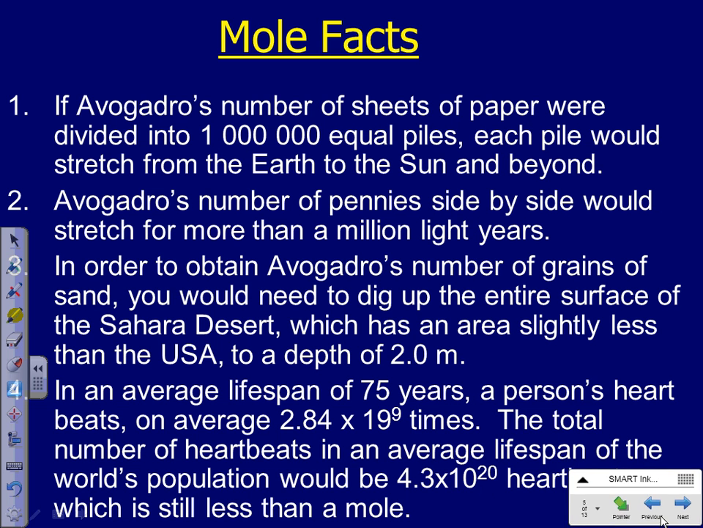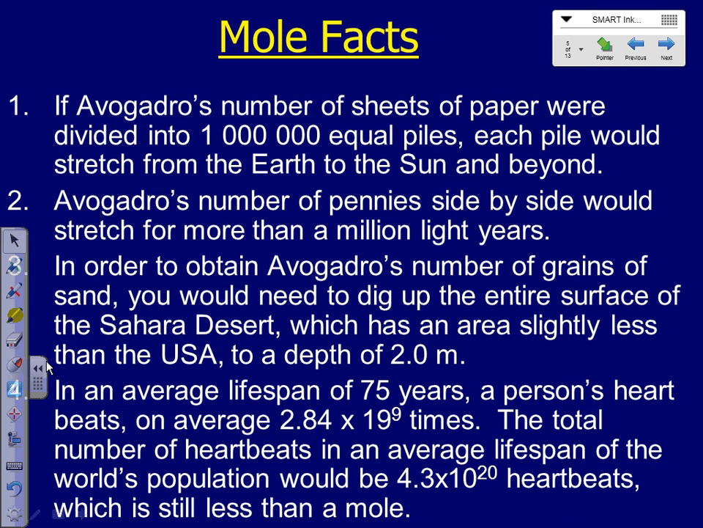You do not have to write this down. This is just to represent how big the mole really is. Avogadro's number is that really big number. If you had Avogadro's number of sheets of paper and they were divided into 1 million equal piles, those piles would still stretch from the Earth to the sun and probably a little bit past, not much. That's how big this number is.